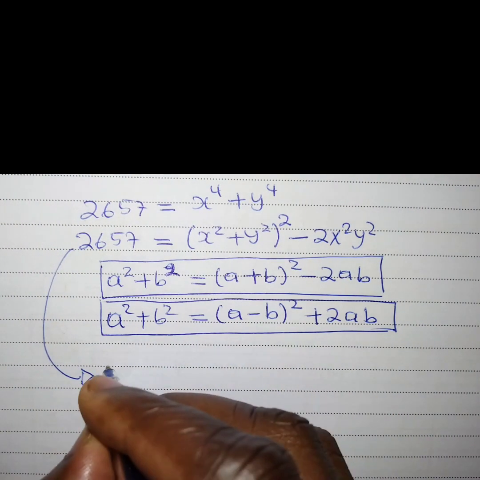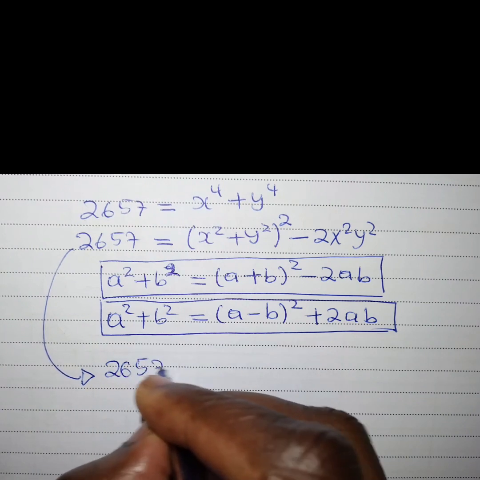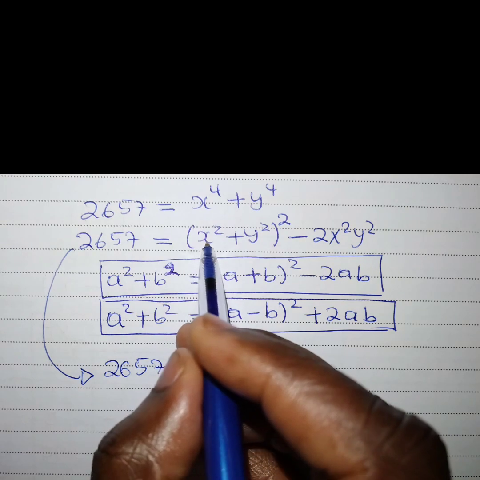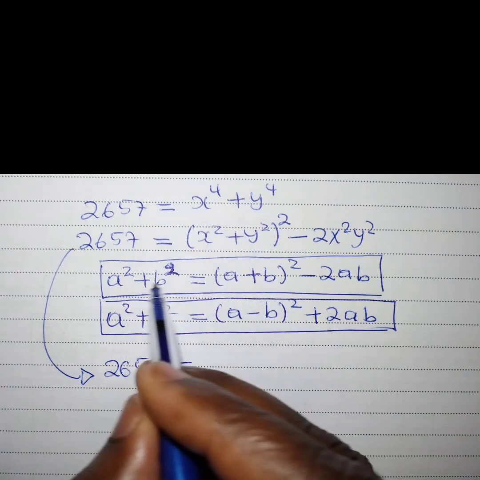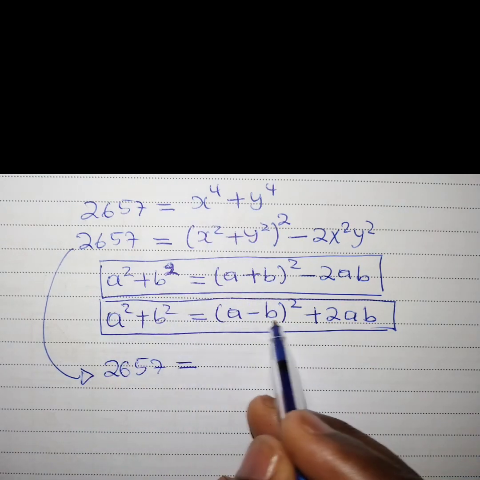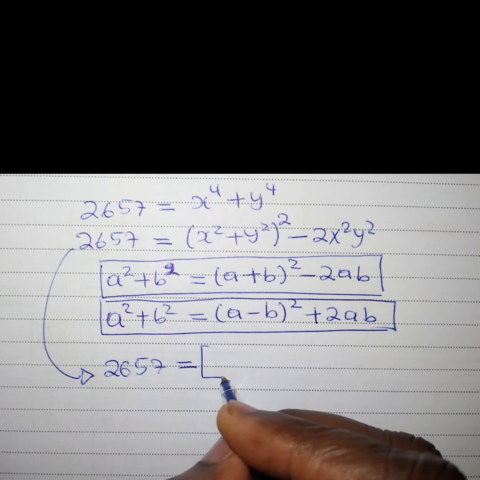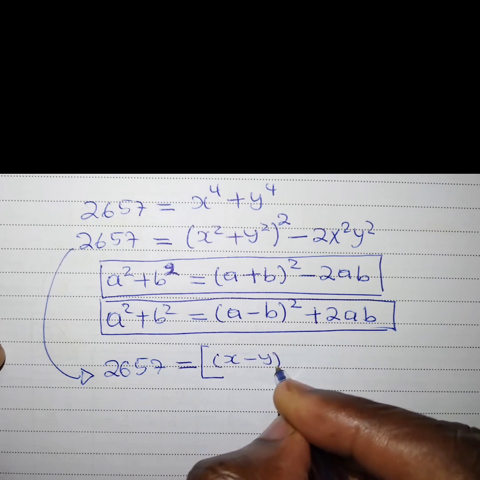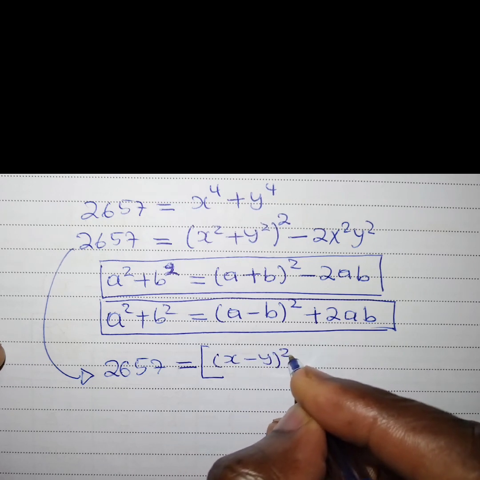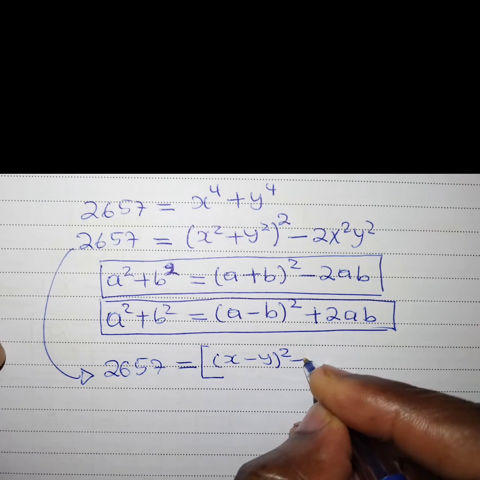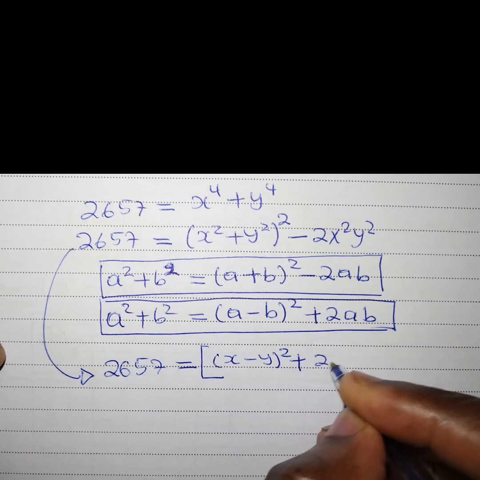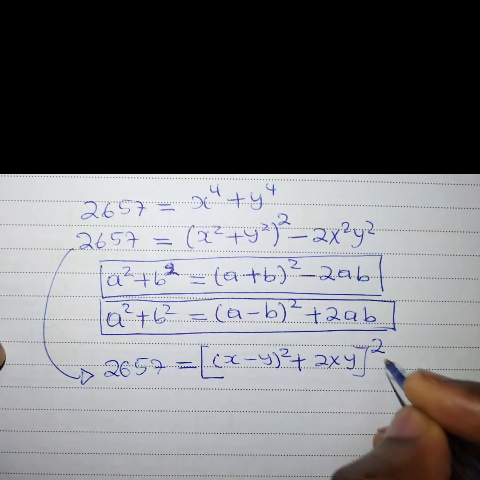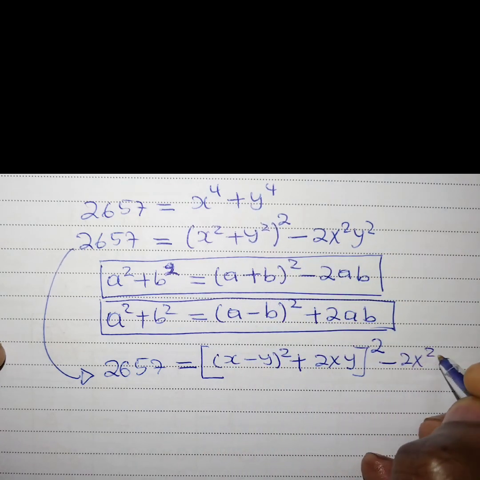Then we are going to have 2657 equals, I have here x squared y squared. I can change it like this. So we have in brackets x minus y raised to the power 2, then plus 2xy, everything to the power 2, then minus 2x squared y squared.